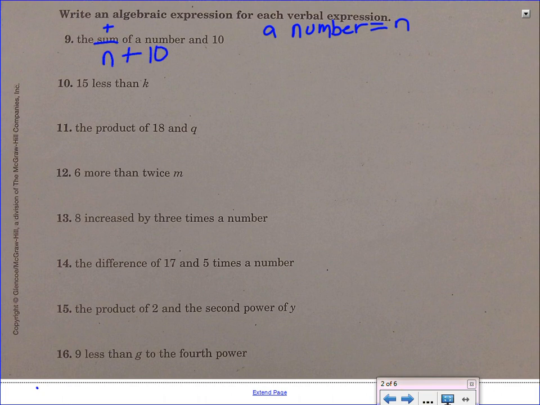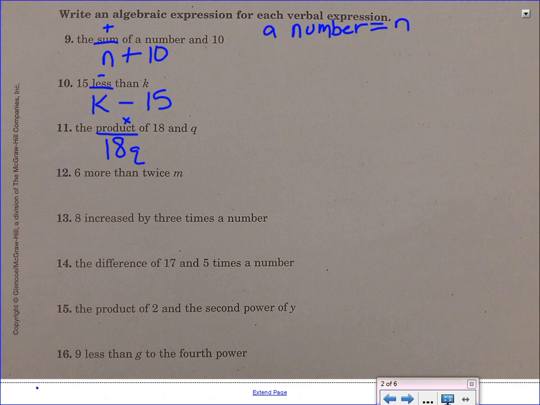Then in number 10, it says 15 less than k, and less is going to mean subtraction. And when I see less than, that means that the 15 has to go after the minus sign. So I'm going to have k and then minus 15. The next one, the product of 18 and q. Product means multiplication. So I'm just going to multiply 18 and q, and remember, when I put a variable right next to a number, that means multiply, so I don't need to put a multiplication sign in between.